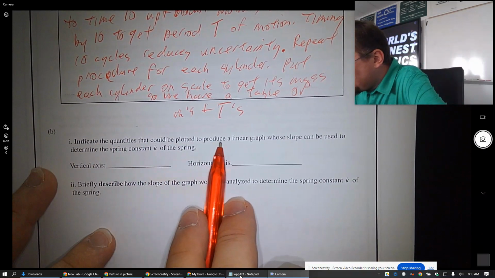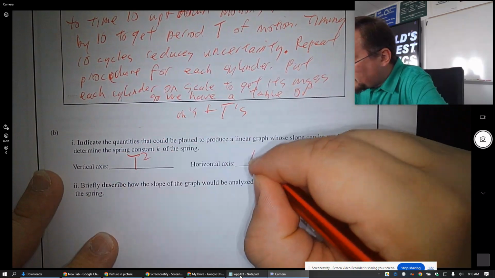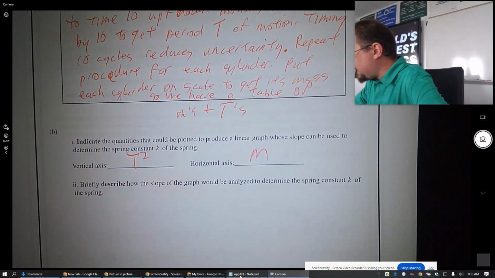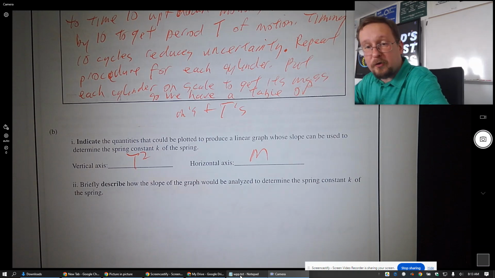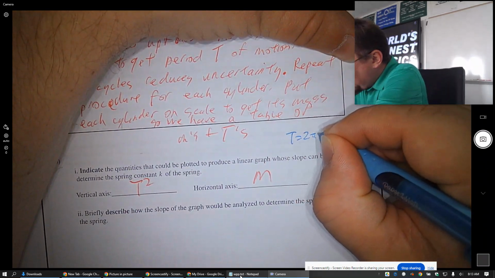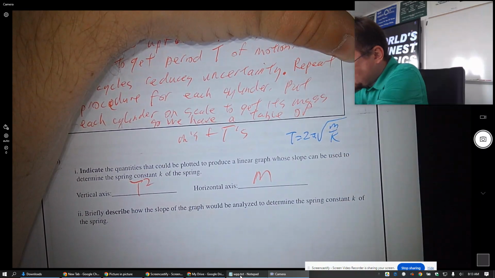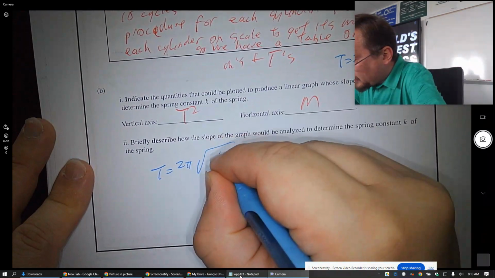The quantities that could be plotted in a linear graph, the answer is going to be T squared versus m. I've done this about 8 times with my students by this point. We have a 2 week long simple harmonic motion unit. So they know that period equals 2 pi radical m over k. Okay, here we go. Period equals 2 pi radical m over k.